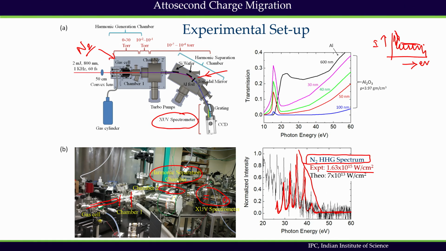Once we have used the aluminum filter, this is the transmission curve which is shown here. These curves are transmission curves, which show how much of the XUV beam will be transmitted through the aluminum filter. This black color is the transmission characteristic of the aluminum filter, and what we see is that up to 15 eV nothing will be transmitted due to the presence of the aluminum filter. The aluminum filter will transmit only light above 15 eV, and that's why below 15 eV we will not see anything.